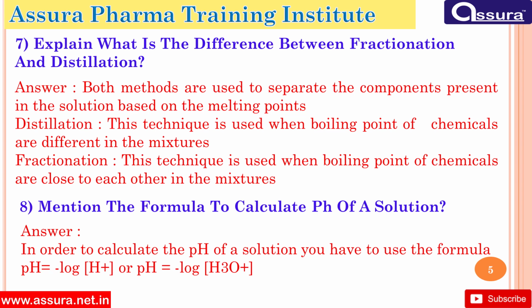Mention the formula to calculate pH of a solution. Answer is, in order to calculate the pH of a solution, you have to use the formula pH equals minus log H+ or pH equals minus log H3O+.